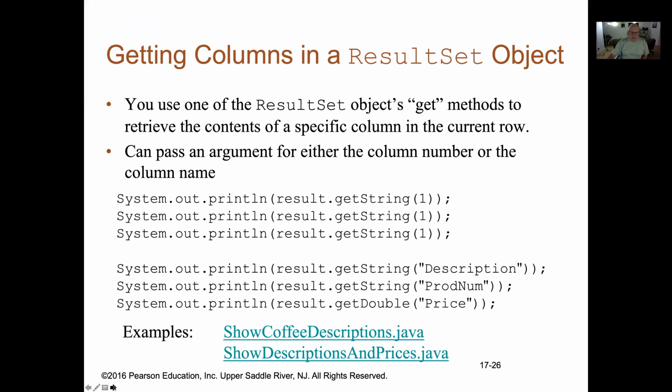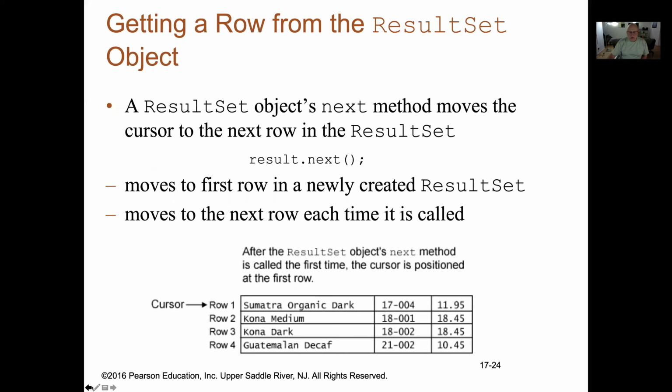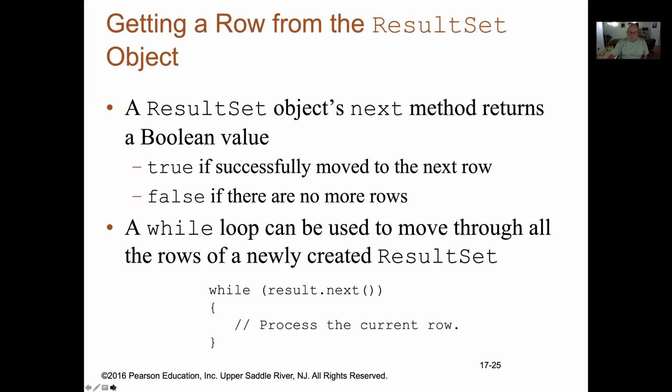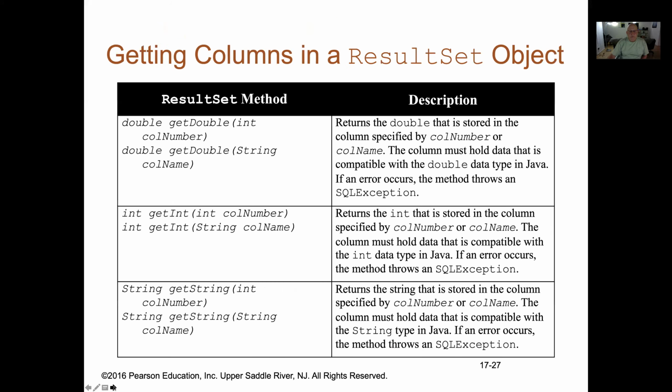This is how you get columns in a result set object. Okay, result set methods. This is what it returns.